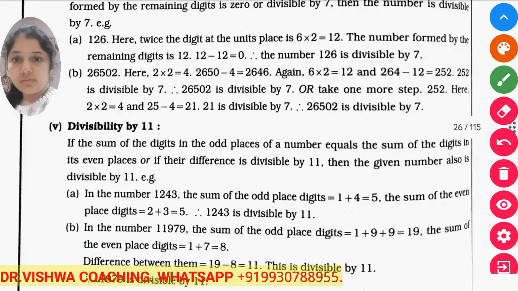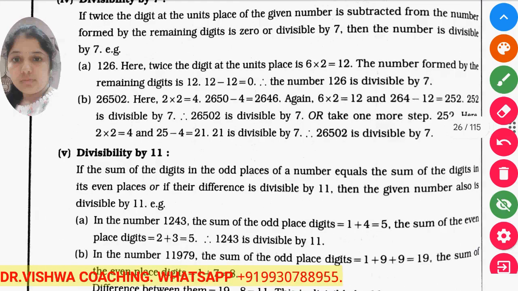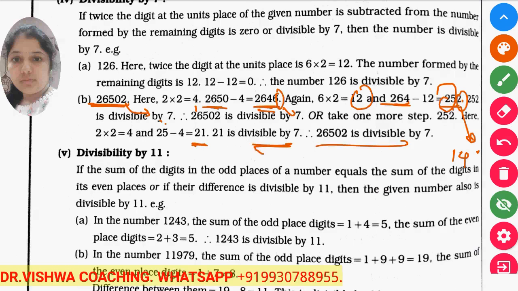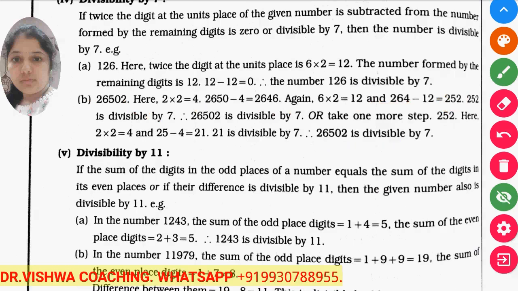Okay. Now if a big number is there, see this big number, 26502, and we have to check whether it is divisible by 7 or not. So what is at the unit place? 2. 2 twos are 4, and the remaining number is 2650. Now it becomes 2646. Again what is at the unit place? 6. 6 twos are 12. The remaining number is 264. Subtract 252. Again we can't say whether it is divisible by 7 or not. So again 2 at the unit place. Okay. 7 twos are 14, and the remaining number is 25. Now 25 minus 14 becomes 11, and 21 is divisible by 7. So the whole number is divisible by 7.